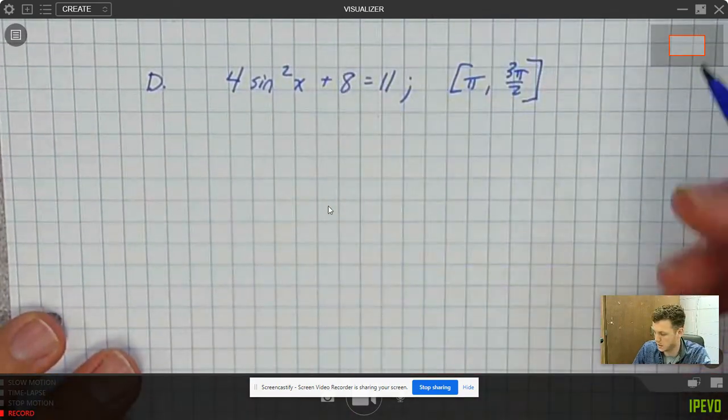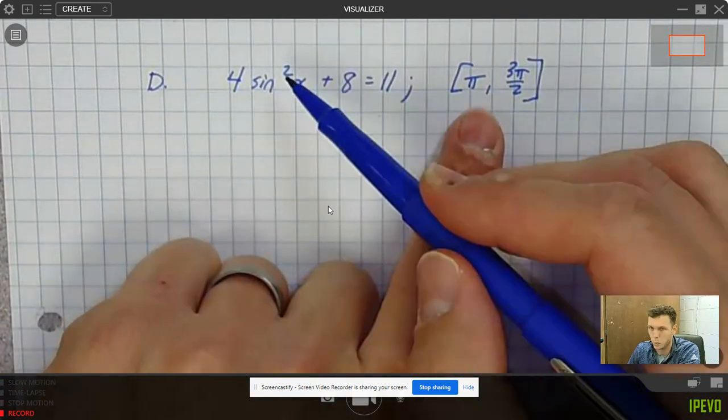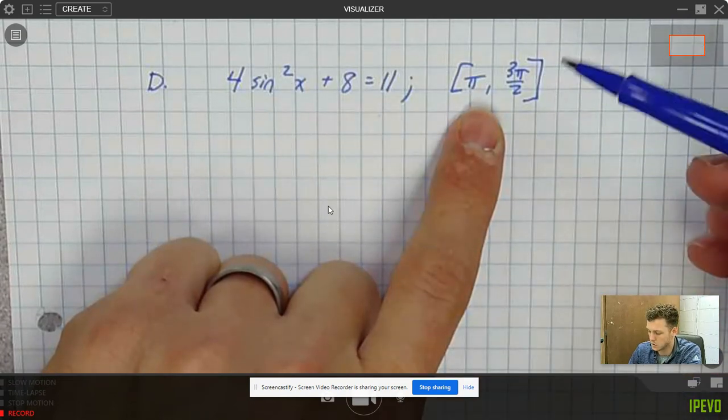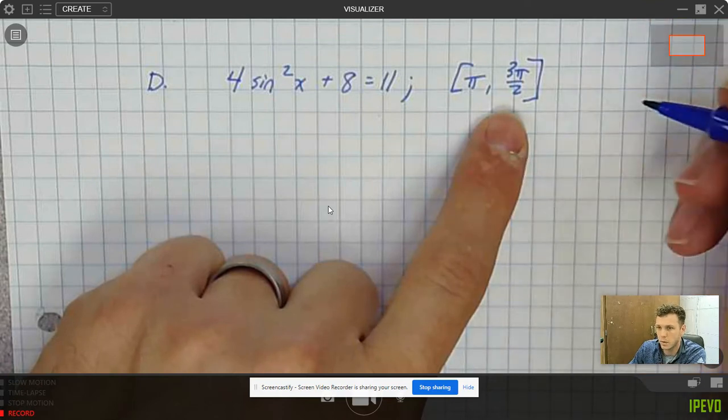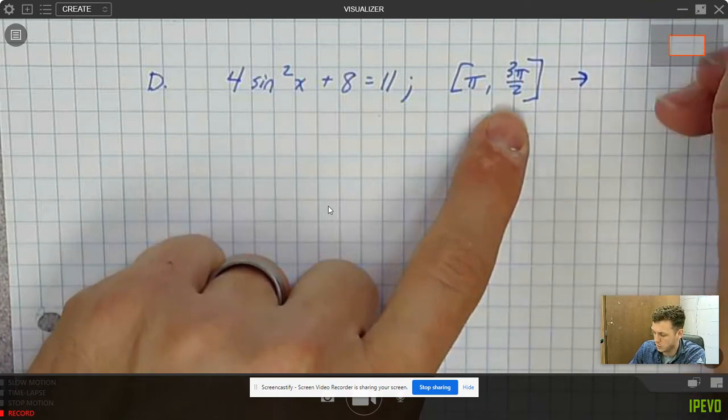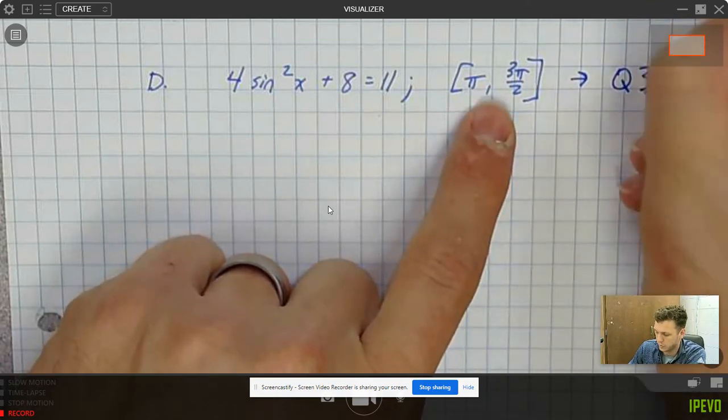All right, so we're going to subtract 8. So I get 4 sine squared of x is equal to 3. Divide by 4. Okay, then I'm going to take the square root. Okay, so we're going to take the square root of both sides.